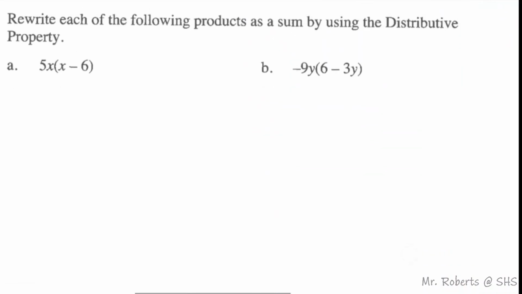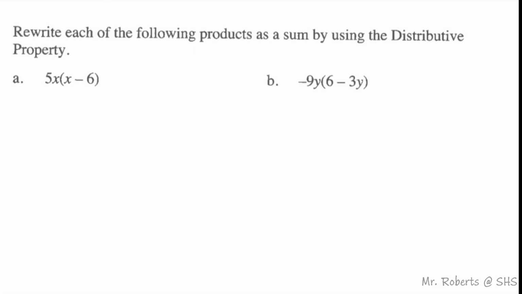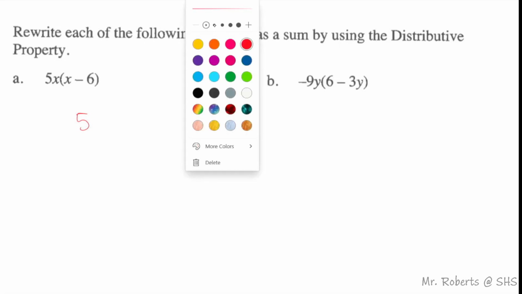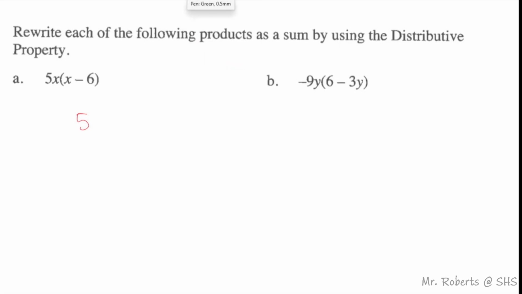Right, last question says, rewrite each of the following products as a sum using the distributive property. Okay, that's easy. No area model needed here. 5x times another x is 5x squared. This pen looks a little, that's better. Like the red is just too thin. 5x times x is going to be 5x squared, and 5x times -6 would be -30x.